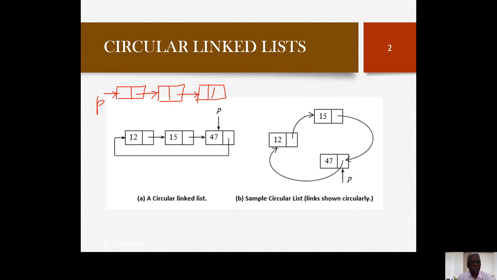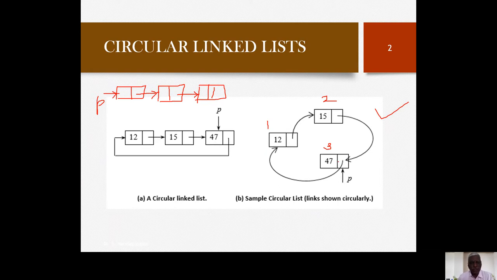However, here you can see that the nodes all have this circularity, which is shown in the second figure. For example, 12 is the first node. Its link field is pointing to the second node, that is 15, and its link field is pointing to the third node, which is 47, and its link field in turn is pointing to the first. So I can do the same thing even calling 47 my first node. This is linked to 12, linked to 15, back to this. So I could take any node as my first node and any node as the last node. There is nothing like first or last in the case of a circular list.